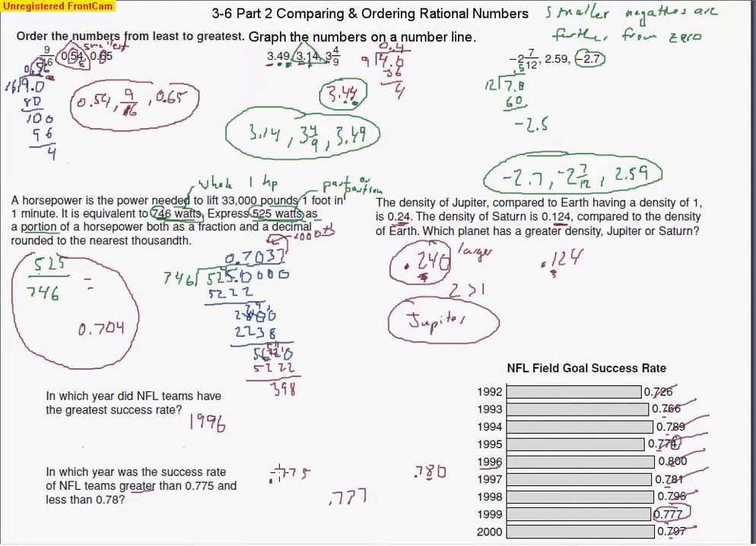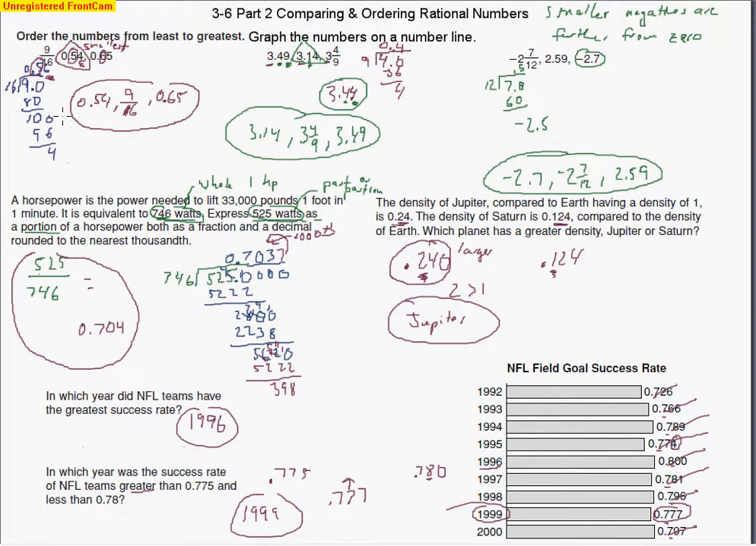0.777. You see, if I added in these numbers so they all have the same number of place values, 775, and then 777, and then 780. So this one is in between these numbers because 777 is between 775 and 780. So the year would have been 1999. So there we go.